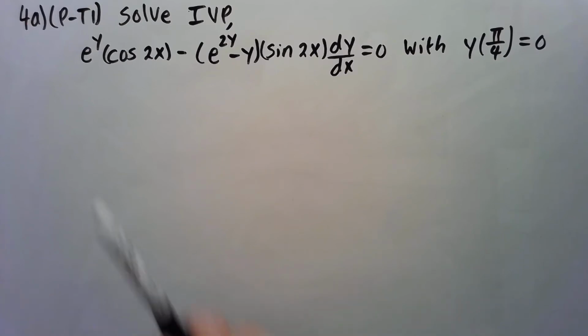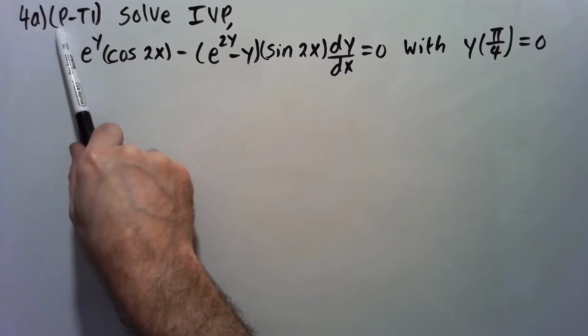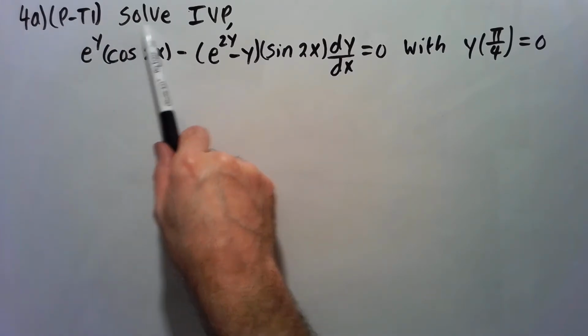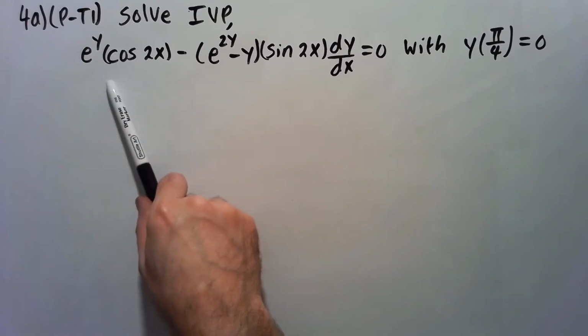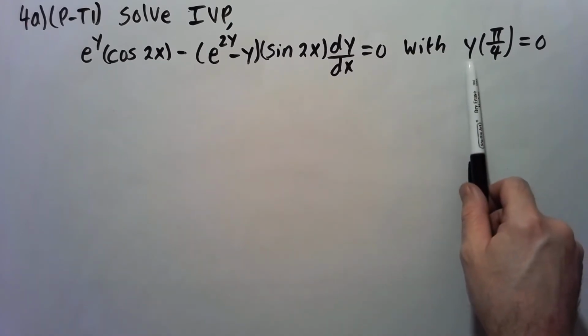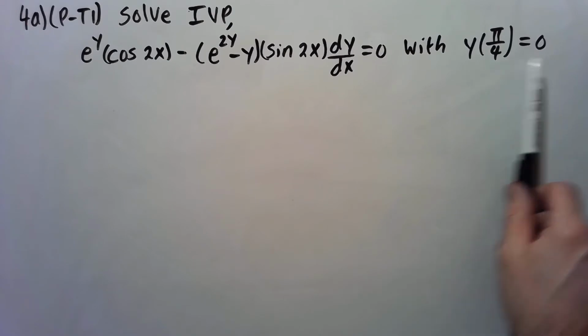Okay, so let's look at question 4a on practice test 1. It says solve the initial value problem. We're given this differential equation here with the initial condition y of pi over 4 equals 0.